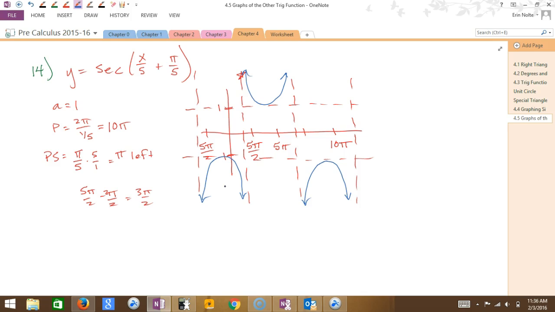So the inverse of secant is cosecant. The inverse of what? Secant?